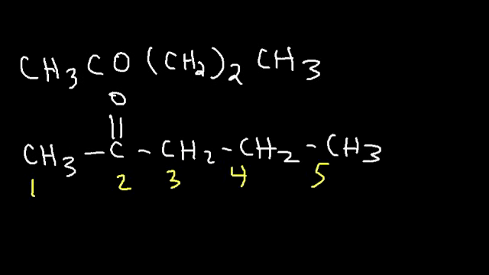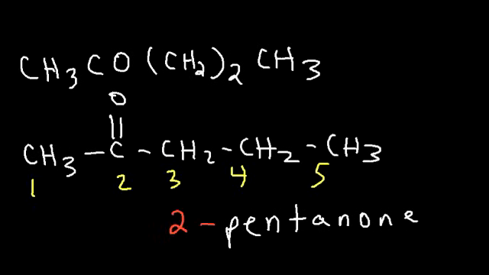So 5 carbon atoms is associated with pentane, but instead of saying pentane, we're going to replace the E and add ONE. So it's pentanone, and the ketone is on carbon 2. It could be on carbon 2 or on carbon 3. So this time we have to specify that it's on carbon 2, so it's called 2-pentanone.